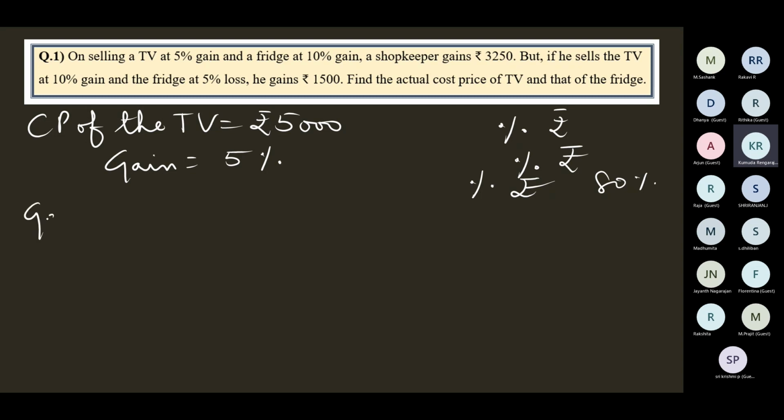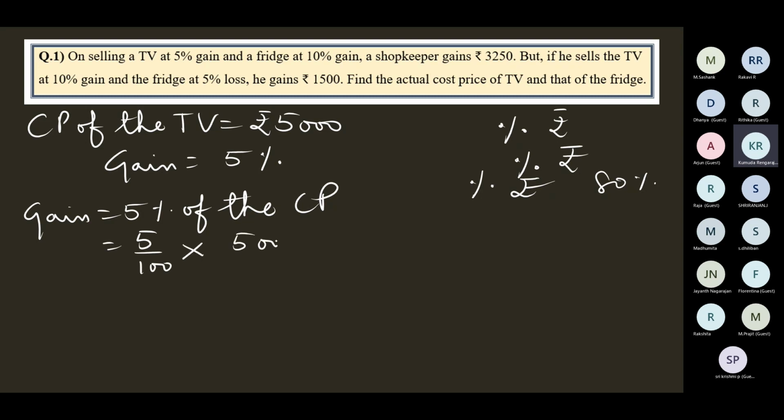So gain in rupees will be 5% of the CP. 5% means 5 by 100. Of means into, CP is 5,000. 5% means 5 by 100 always. Percentage means divided by 100. What do you mean by percent? Percent means out of 100. Per means out of, cent, 100. 5% meaning 5 by 100.